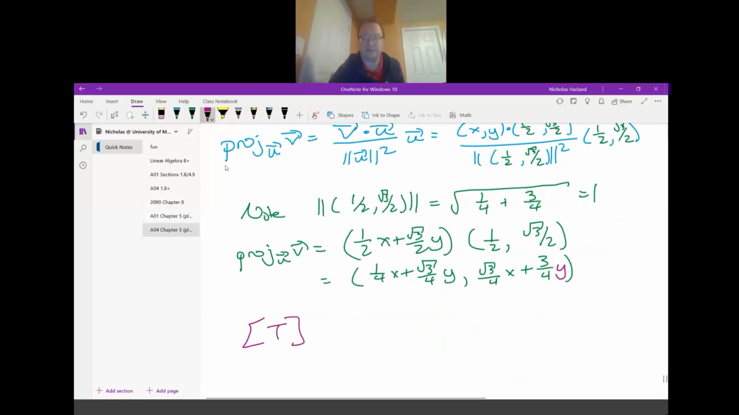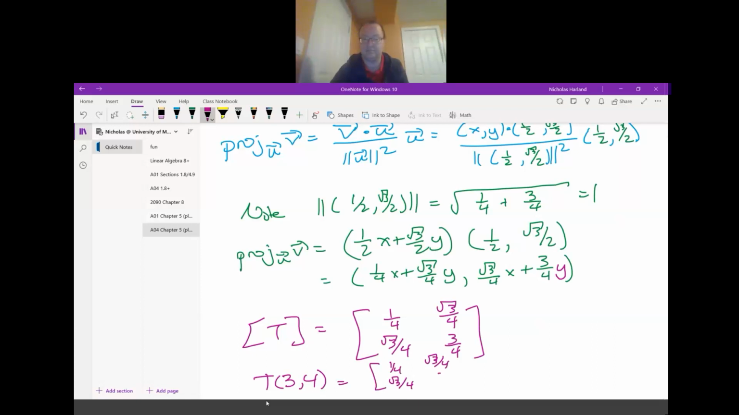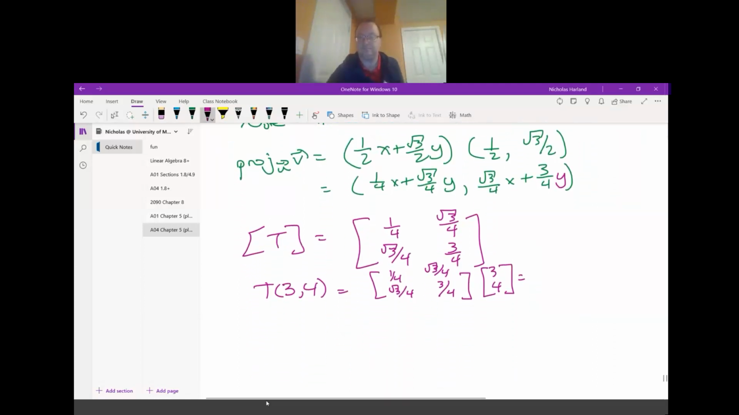And our standard matrix T is just our coefficients. So that's 1/4, root 3 over 4, root 3 over 4, and 3 over 4. And so T of whatever the original question was, 3, 4, would be all this stuff multiplied. So 3 over 4 plus root 3, 3 root 3 over 4 plus 3.